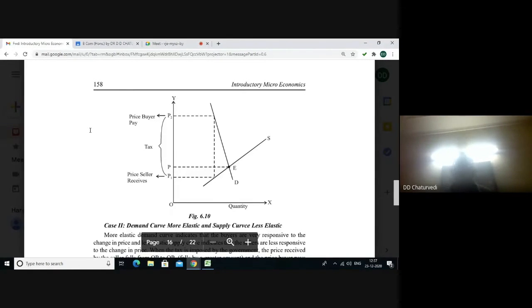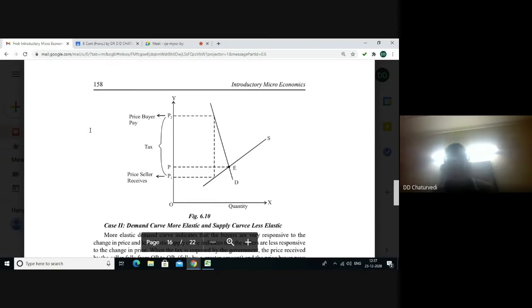Now suppose the tax imposed is equal to P1, P2. Here the buyer is paying the price which is equal to OP2, whereas the seller is receiving the price which is equal to OP1. So P1, P2 is the amount of tax per unit, corresponding to equilibrium point E, where demand and supply curves are intersecting each other. Equilibrium price is OP.